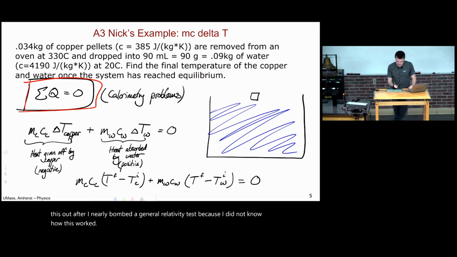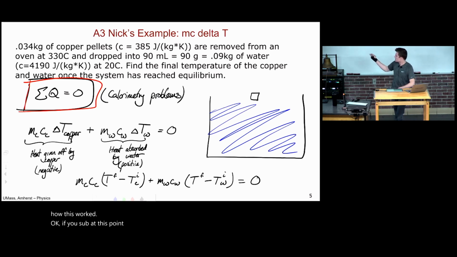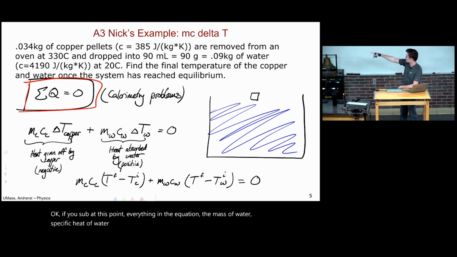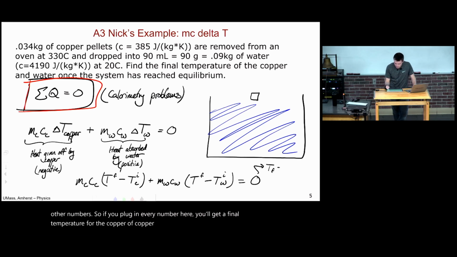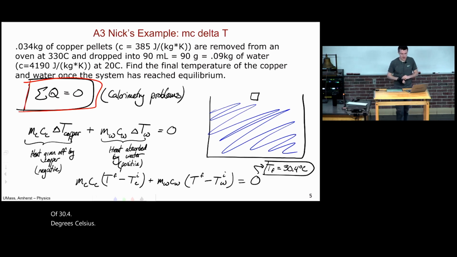Okay, at this point you know everything in the equation. You know the mass of water, specific heat of water, initial temperature of the water and copper, and all the other numbers. So if you plug in every number here, you'll get a final temperature for the copper and water of 30.4 degrees Celsius. Okay, everybody understand my point in that example?